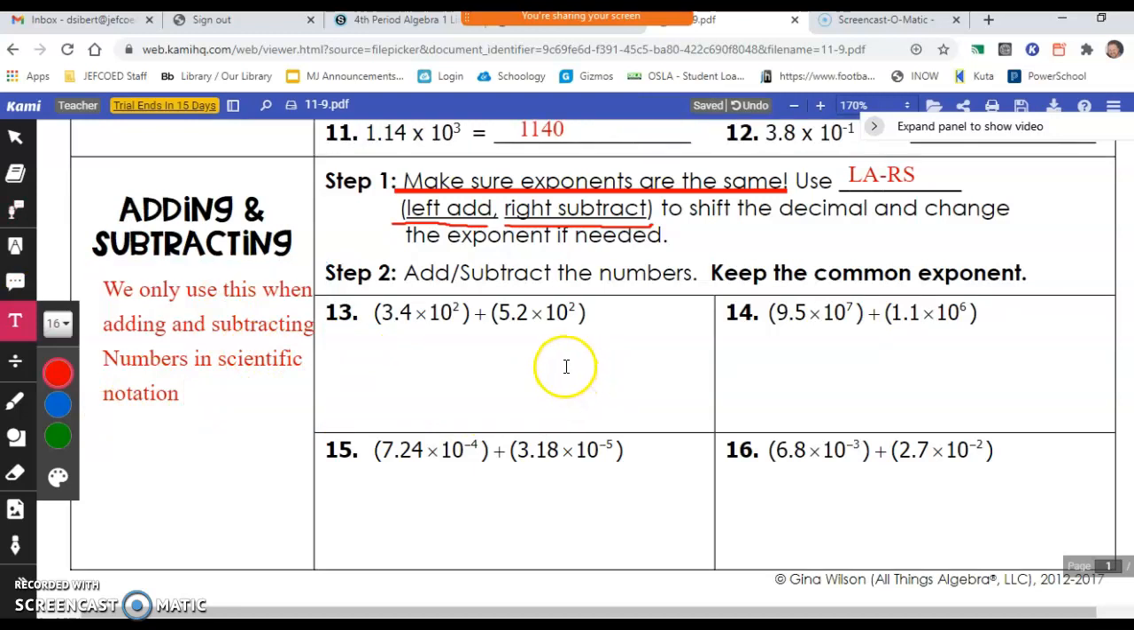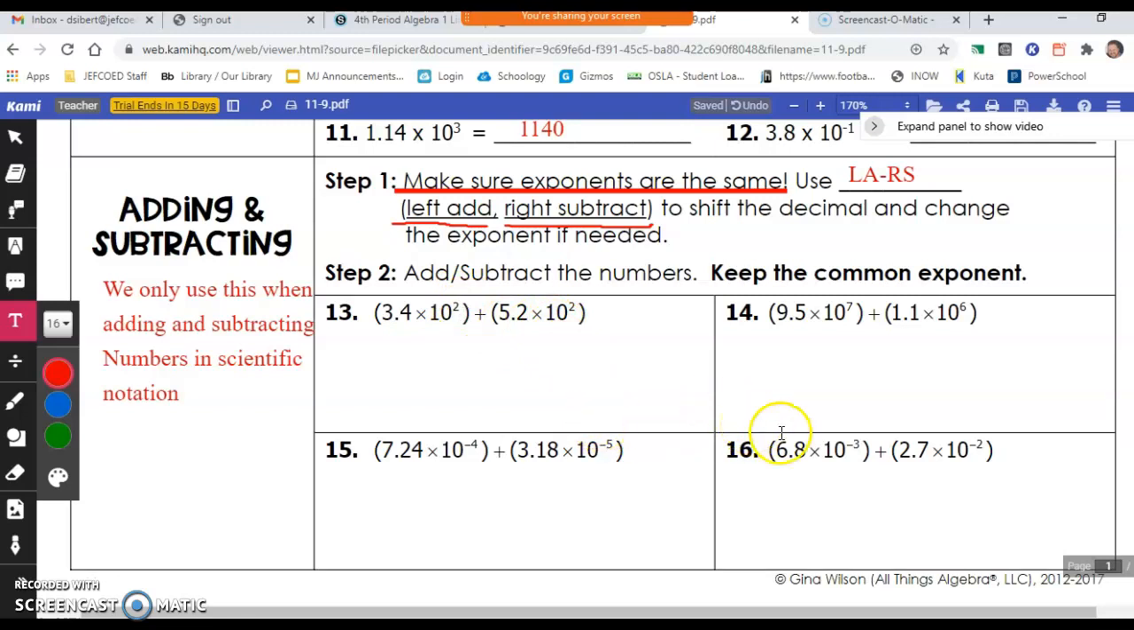All right, so while you guys are adding that to your note section, we're going to quickly go ahead and look at 13. First thing that we need to look at is, are my exponents the same? Do we have the same value raised to the same exponent?